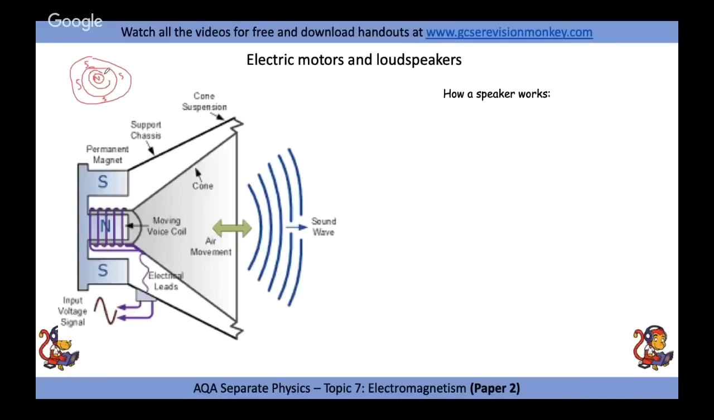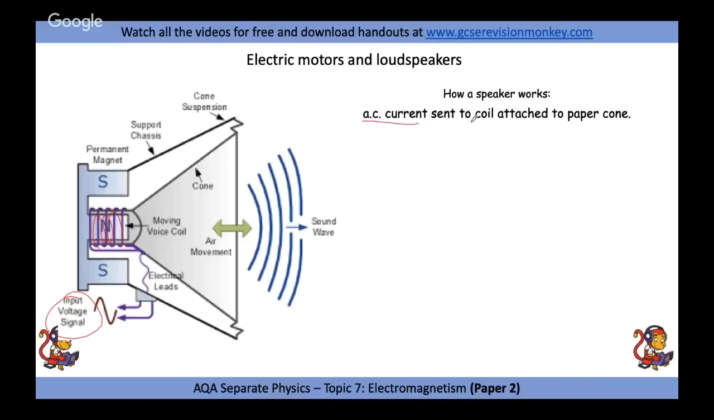So my coil sits, as I'm looking at it from above, in there like that. Now from the side it looks like this. So we've got an input voltage where I'm putting some electricity into my coil of wire. Now let's think about what happens when I put electricity through a coil of wire. It becomes an electromagnet, having a magnetic field around it. So let's see how this works.